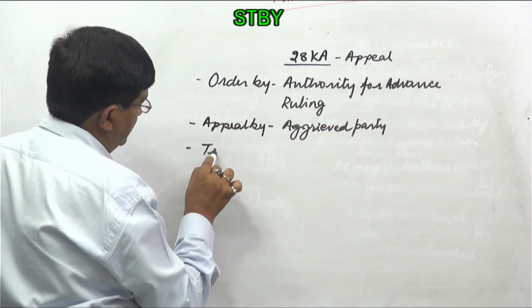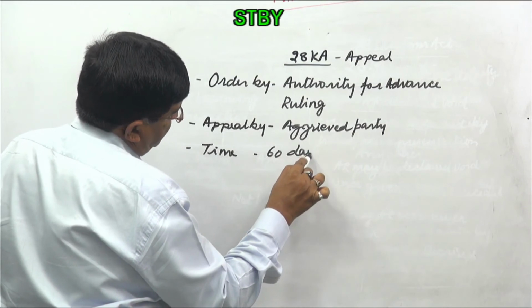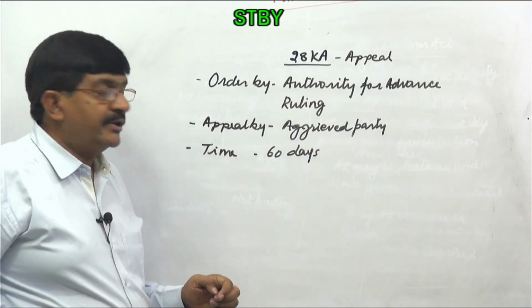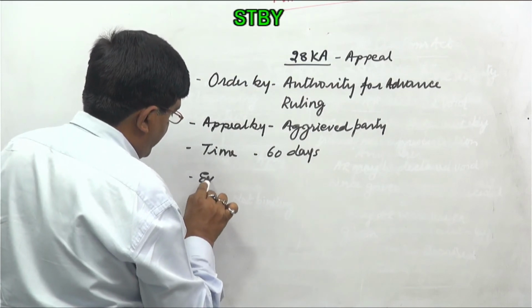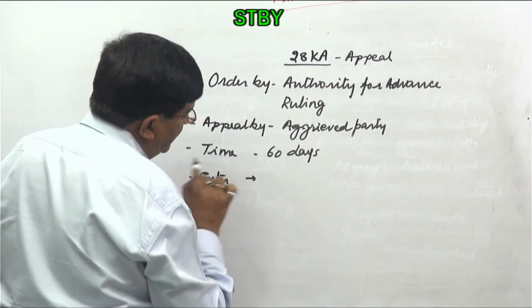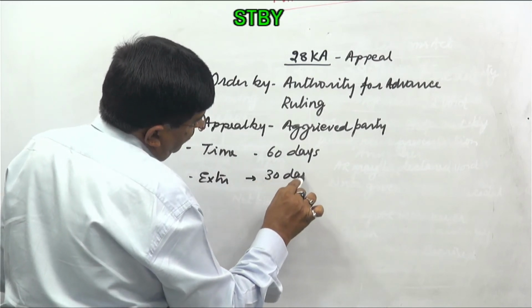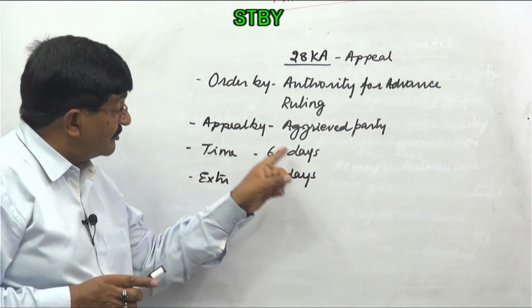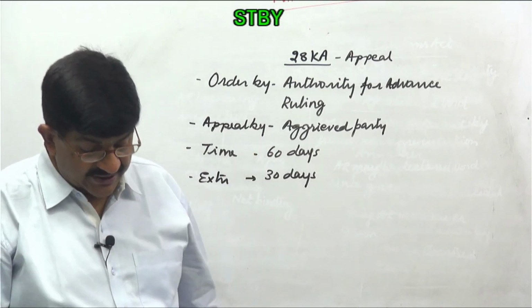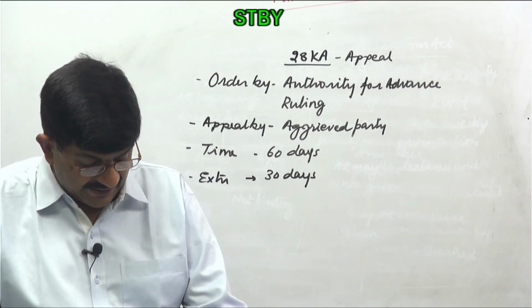Time: 60 days. So 60 days certainly from the date of the order of the authority. And extension. Extension is the discretion of the appellate authority, and this is 30 days. So, on a reasonable cause being shown, the appellate authority may accept an appeal even after expiry of the 60 days, but within the next 30 days. Right? So, this is final.